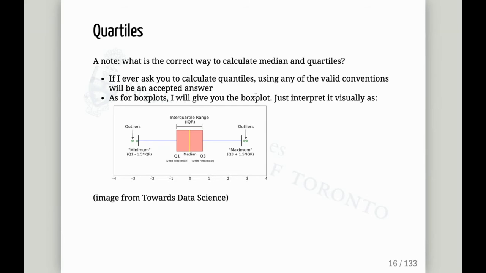As for box plots, if I give you a box plot and ask you to interpret it, you just have to interpret it like this. This still holds. The box plot still has a median in the middle. The hinge on the left is the first quartile. The hinge on the right is the 75th percentile, and the distance between Q1 and Q3 is called the interquartile range. The left whisker and the right whisker can only go up to Q1 minus 1.5 times the interquartile range, or Q3 plus 1.5 times the interquartile range. Everything outside of that, which the whisker doesn't cover, are outliers.